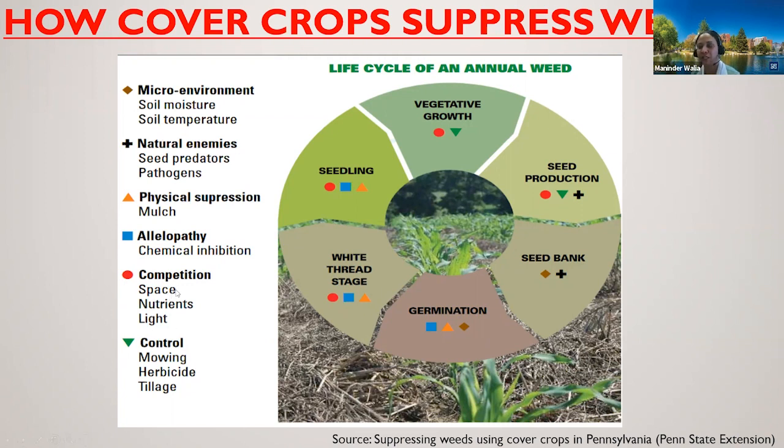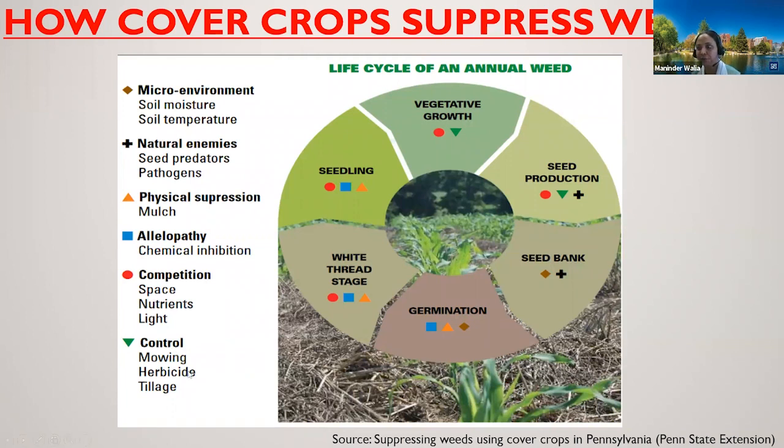The competition is another important characteristic of the cover crop, starting from the white thread stage until the seed production. As the cover crops grow, they do compete with the weeds for the resources, similar to what we learned before, that the weeds do compete with the cover crops. So they both compete with each other, thus interfering in the weed growth, for all those resources listed here, in addition to the space too.